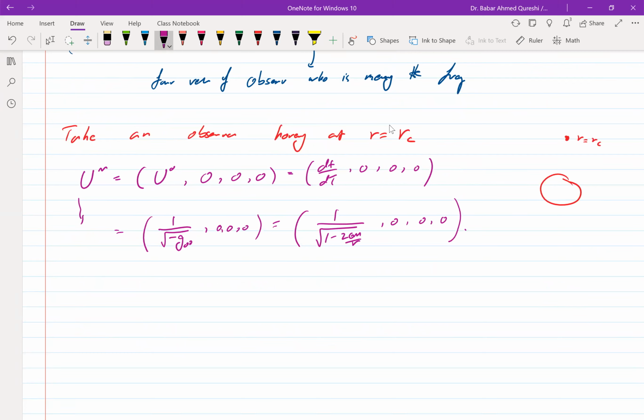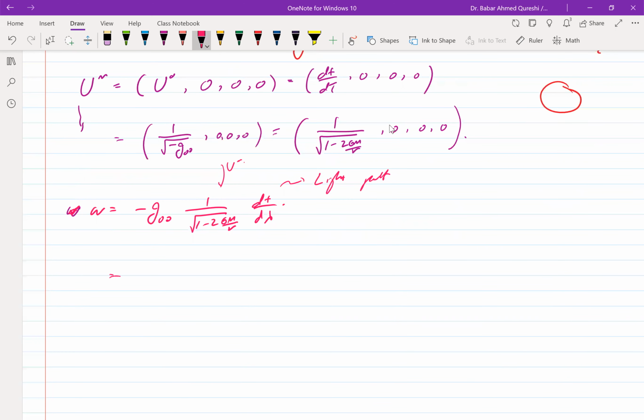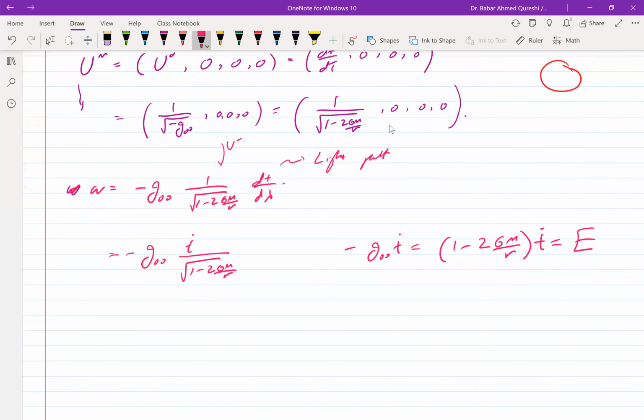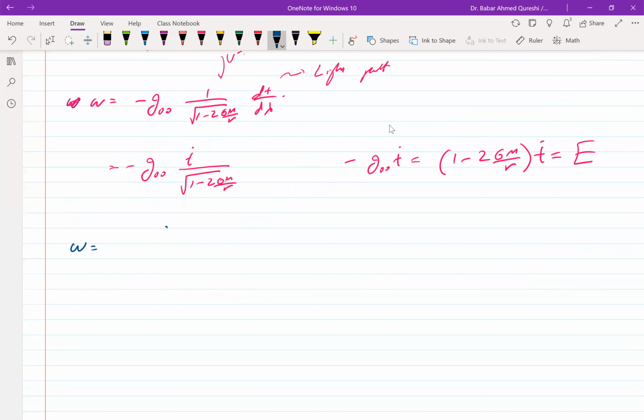So the frequency they measure is, according to that formula, over d lambda. This is coming from the light path. This is coming from the u. So t dot over 1 minus 2GM over r. But this guy, we already established that this is a constant. So the frequency is some constant divided by 2GM over r.